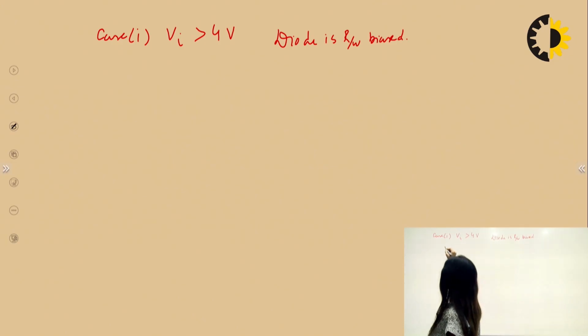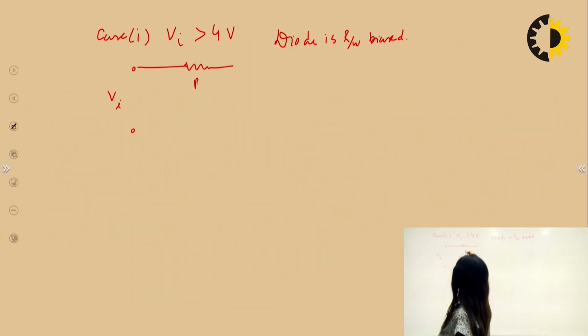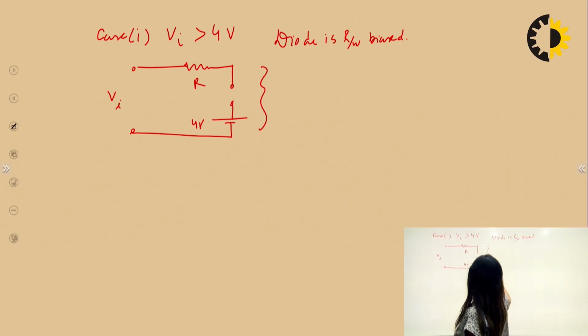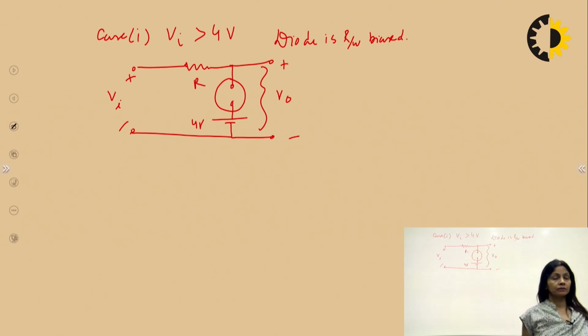Okay, so this is how we have one resistance R. The diode is open. Here it is 4 volt. And the output. Since this is open circuit, there would be no current in the circuit. So we can say VO is equal to Vi, right? Now coming to the case 2.